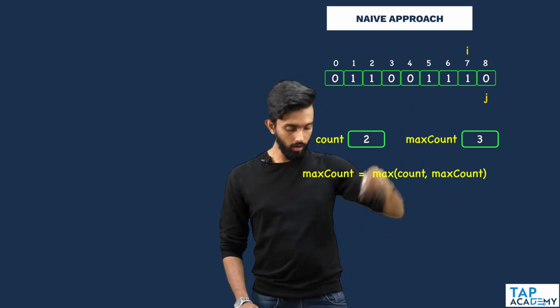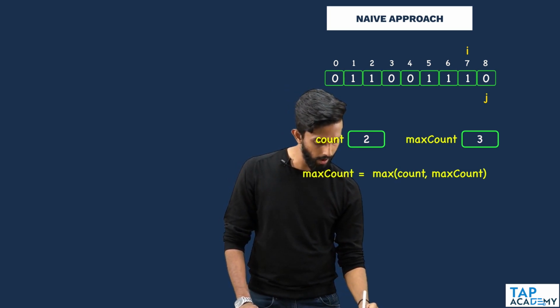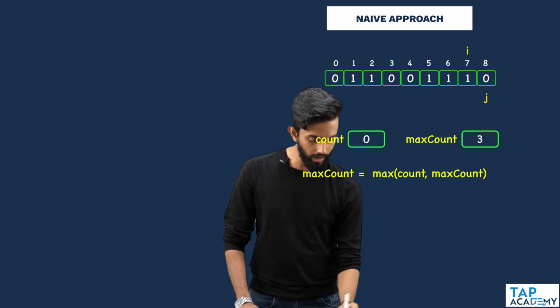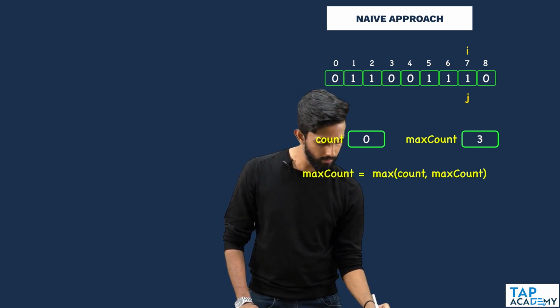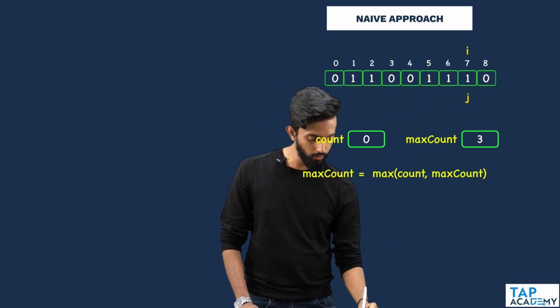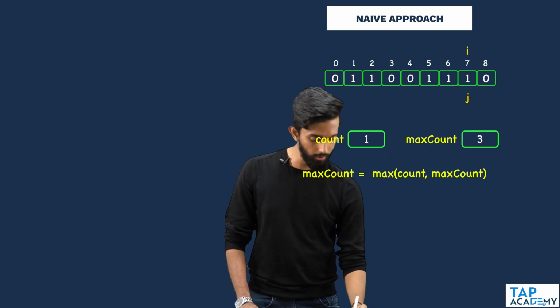Whenever i moves forward, count resets itself back to 0. So count becomes 0. j again starts from wherever i starts. Then is j equal to 1? Yes, which means increment the value of count. Count becomes 1. j moves forward.